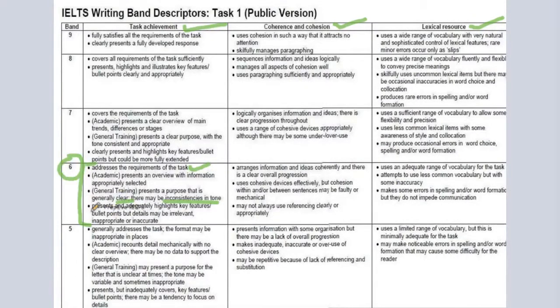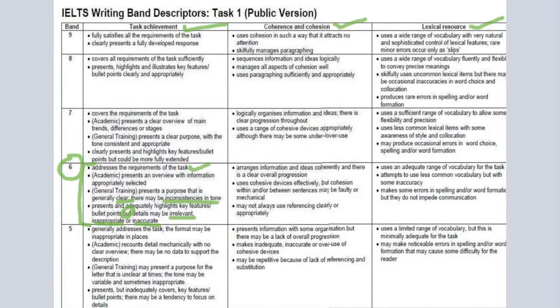The third bullet point is presents and adequately highlights key features. So you highlight key features pretty well. But, this is important, still there's a but: details may be irrelevant, inappropriate, or inaccurate. So what is missing is the accuracy, the relevance, and the appropriateness. You might be writing ideas or answers from your perspective that are correct, but they are not accurate. It's not exactly what the question is asking. You probably are deviating from the topic. You're going off track.